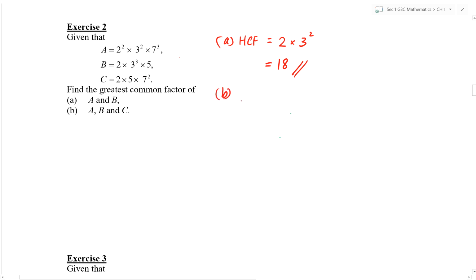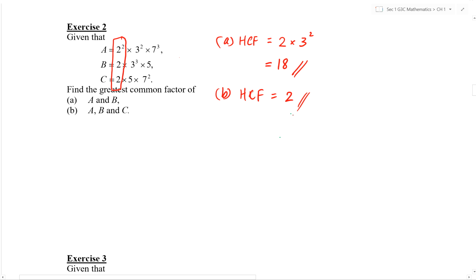Now, for part B, find the greatest common factor of A, B, and C. Okay, let's go through the same thinking process again. Let us consider all the 2s. What is the number of common 2s that we have? Only one. So it must be 2 times. Is there anything else in common? Don't have already. That's the answer. Remove the multiply. That's it.